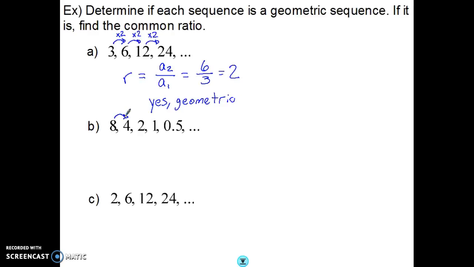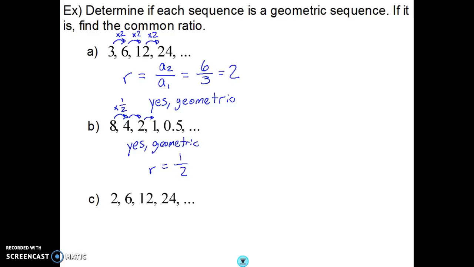In this next one, some of you might be able to see that as we go from 8 to 4, we're dividing by 2, and as we go from 4 to 2, we're dividing by 2. Remember, we're looking for repeated multiplication, not division. So another way to say dividing by 2 is times 1/2. Now again, we can see that from 4 to 2 and from 2 to 1, so it does seem that we are doing the same thing over and over again. So here we'd say again, yes, this one is geometric, and R is 1/2.